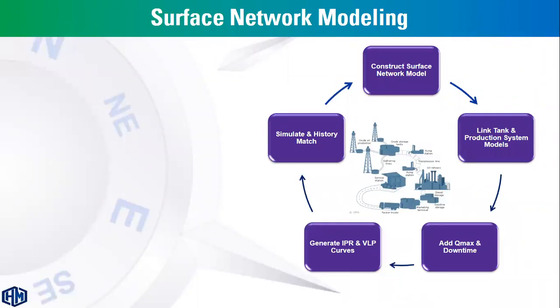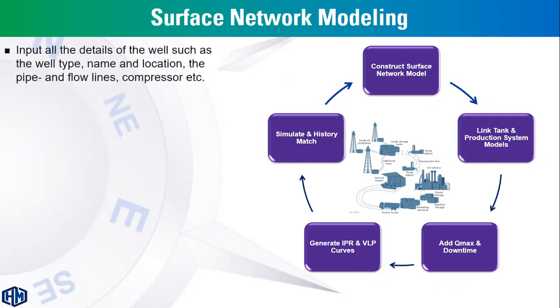The last approach highlighted in this session is surface network modeling. Simply, you will define all network and production system components, including the flow lines, manifolds, separator conditions, and wellhead, well models, reservoir models, and so on. So you can construct a surface network model by linking a reservoir tank model and well models. And you can define specific constraints like the maximum oil production, or maybe maximum water cut, or maximum water processing capacity, and so on. So we need to generate IPR and VLP curves, and the next step is to make history matching, simulation, and prediction.